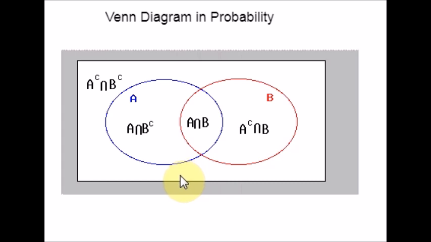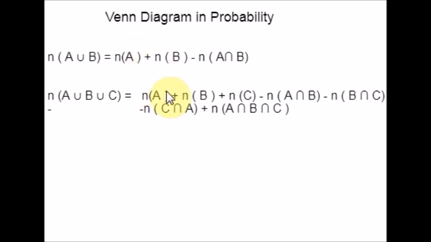Now let us take a look at some basic formulas for Venn diagrams of 2 or 3 elements. Here are the basic formulas. N of A union B is equal to N of A plus N of B minus N of A intersection B. Same way, if you are considering 3 events A, B and C, N of A union B union C is N of A plus N of B plus N of C minus the intersections plus the intersection of the 3. So it goes on like that, where N of A, N of B, all these are the number of elements in that set. N of A is nothing but the number of elements in set A. N of B is the number of elements in set B.